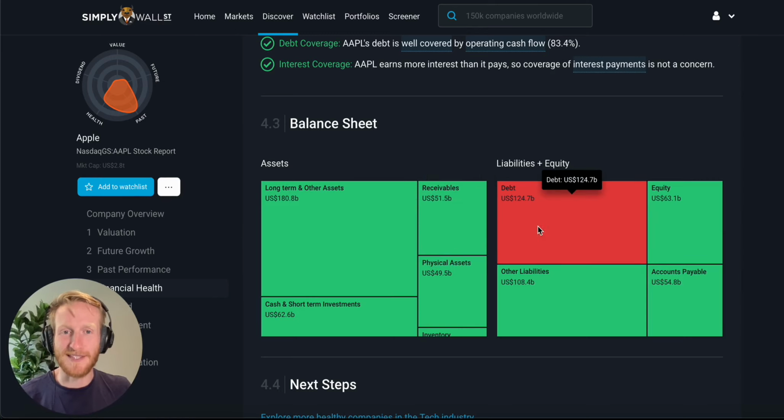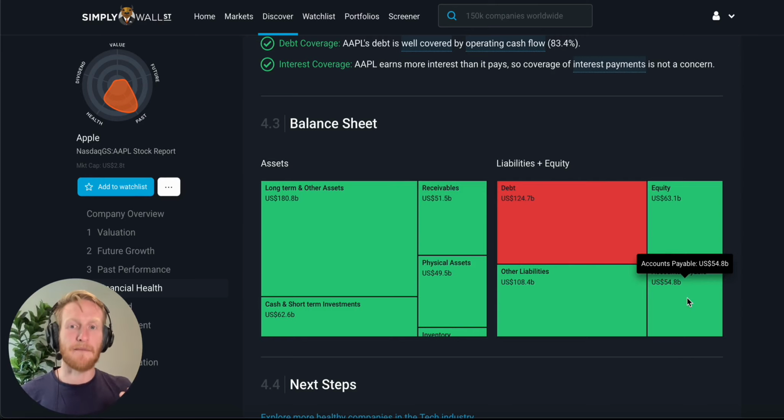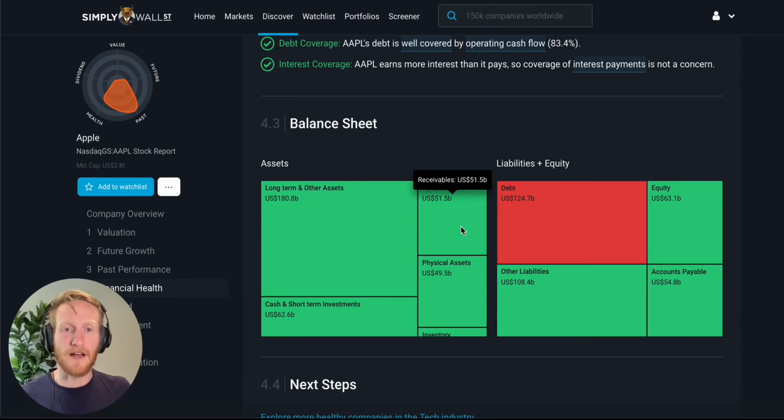Now, obviously we know there's the debt, but red flags like, okay, let's see receivables. Receivables is what it's due to be paid, right? So it's due to be paid $51 billion from products that it's already sold, and its accounts payable is $54 billion. So this is people it has to pay, like suppliers and other people like that. So it's got $54 billion to pay, $51 billion to receive. That isn't a huge discrepancy, so that's not too concerning.